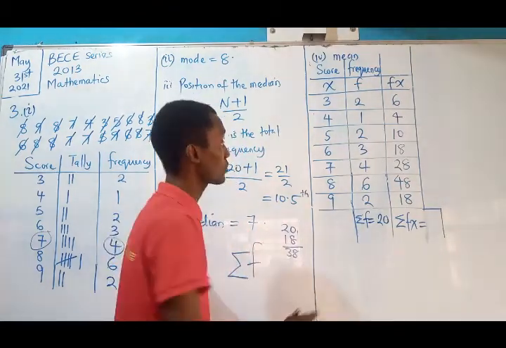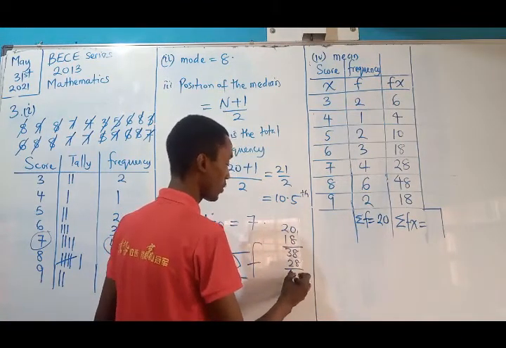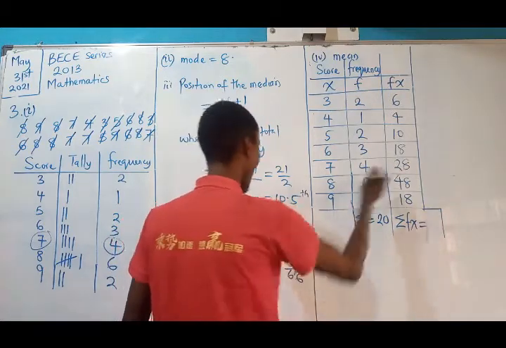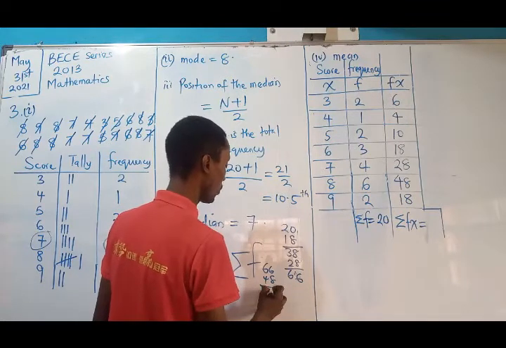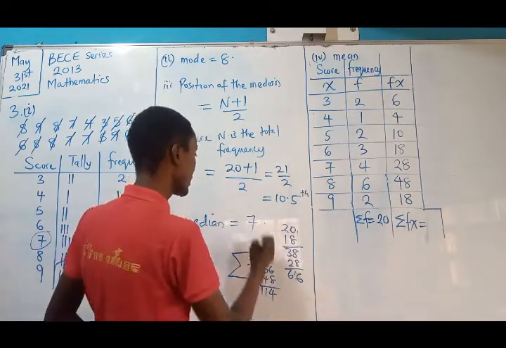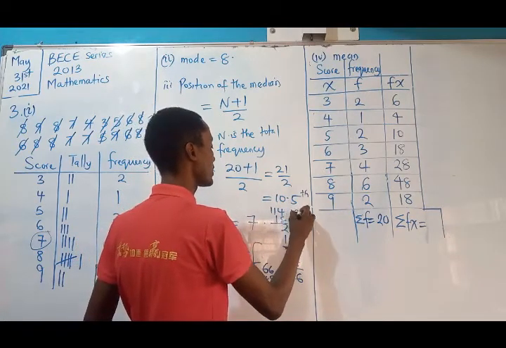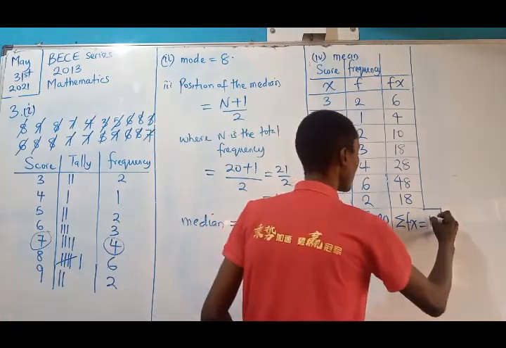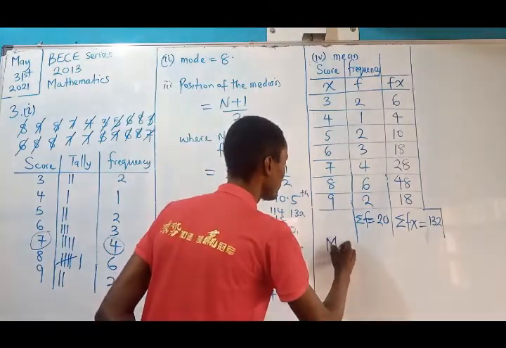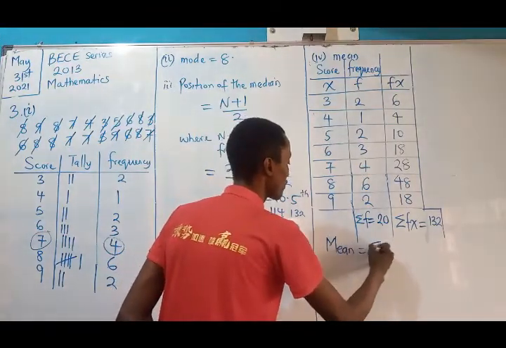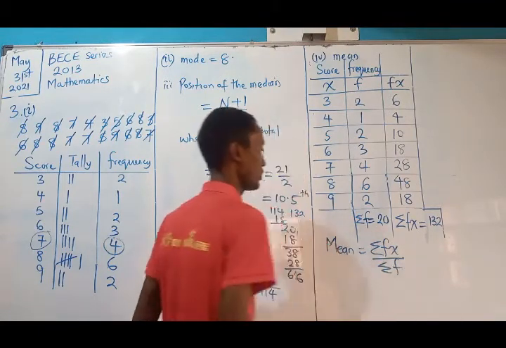I've seen that in some of your books. I bring in 28. That will give me 66. Now, I'll add 48. So that will be 66 plus 48. That will give me 114. And then I add finally 18 to that. 114 with 18 will give me 132. So I have 132 here. So the next thing I do is to say mean will be equal to sigma fx over sigma f.